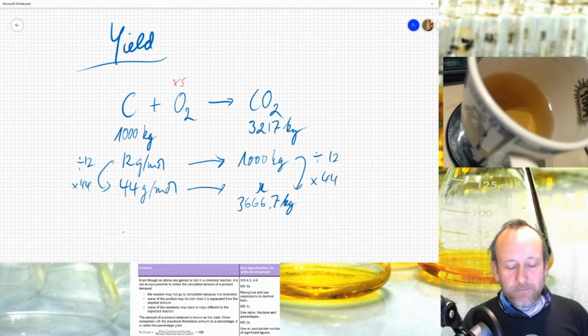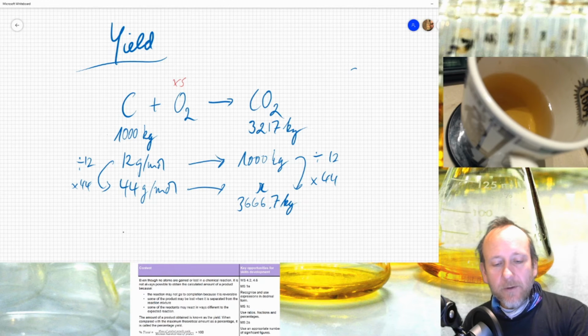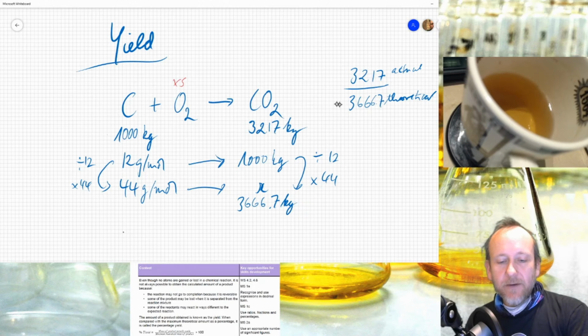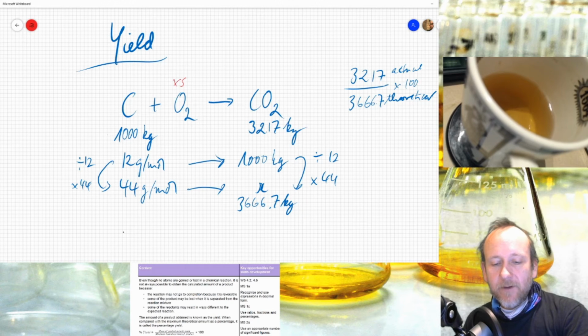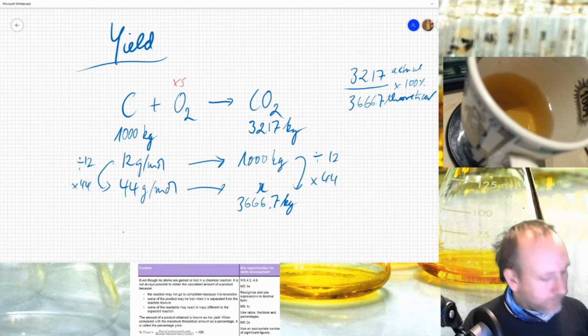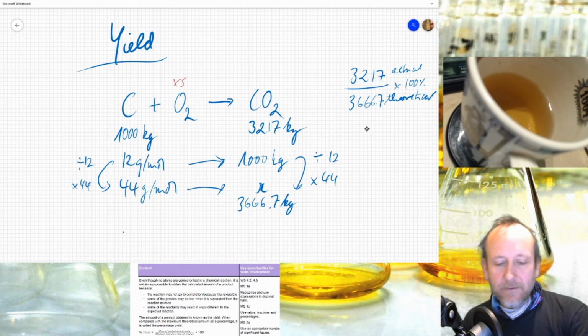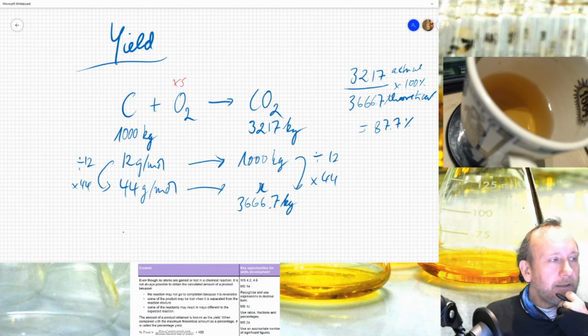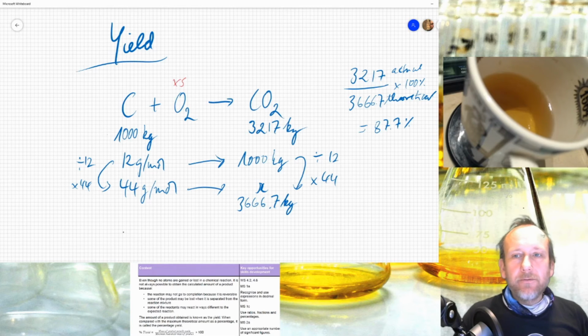And let's say that I've been told that the amount of carbon dioxide I actually get is 3,217. It doesn't really matter, I just invented the number. Then it's always the actual result divided by the theoretical yield, theoretical being the maximum amount of carbon dioxide in this case that I can get out, and times that by 100 for percentage. That would be 87.7% or thereabouts.